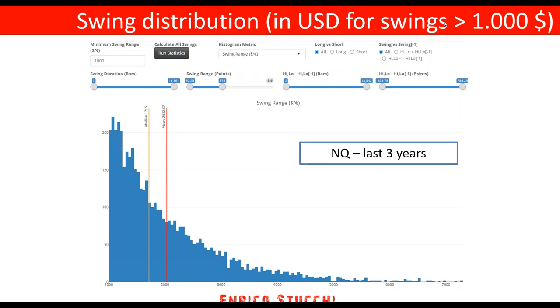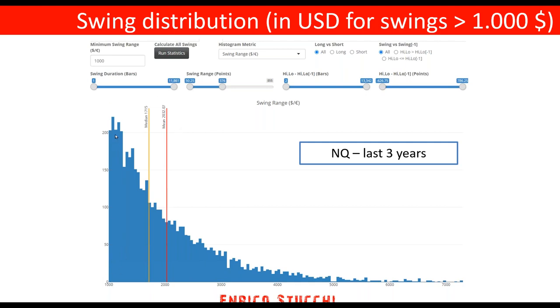Okay, this is swing distribution. For instance, if I take only swings larger than $1,000, I can see that the median swing is $1,715, and the mean is $2,032. Median and mean are different concepts. If you don't know, use Google. So I'm using a zigzag. Zigzag is a repaint indicator, so you cannot use it in real time, but you can use it for measuring the swing range. Okay, very important, very useful to understand this.